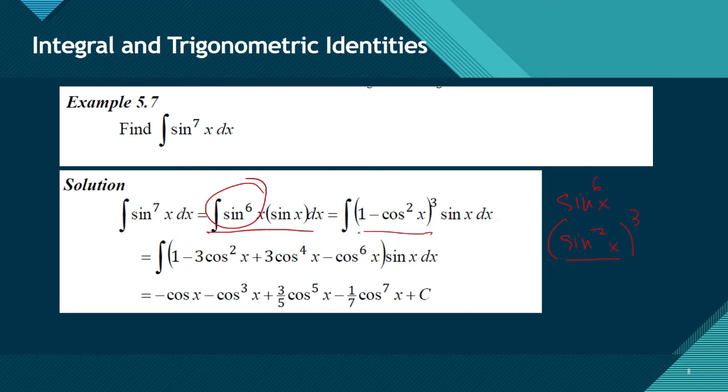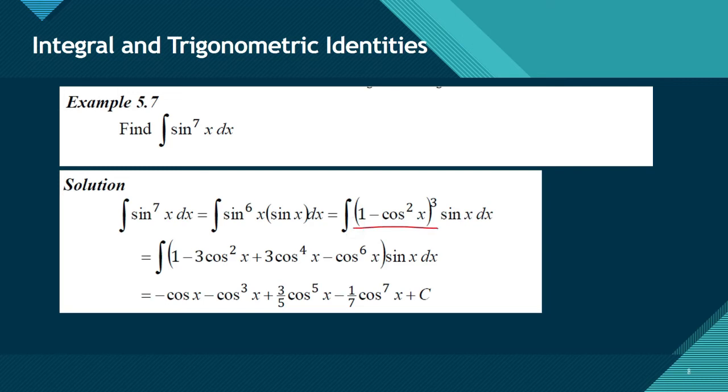And then what do you do after this? Well, you will go back to the expansion of a binomial, a plus or minus b. The cube of a minus b is equal to a cubed minus 3a squared b plus 3ab squared minus b cubed. And that is what we did here.